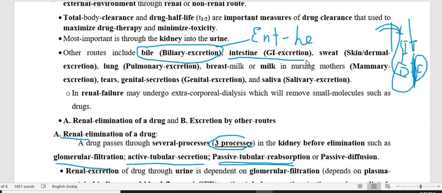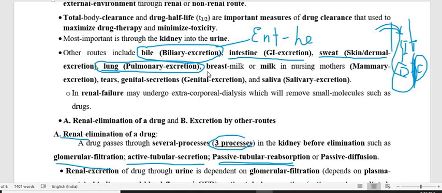So the drug will be excreted out through the feces. If it is excreted out through the sweat, it is called skin or dermal excretion. If it is excreted out through the lungs, this is called pulmonary excretion. And this is very important for those drugs that are in gaseous form, like gaseous anesthetics. So gaseous anesthetics are excreted out through pulmonary excretion.